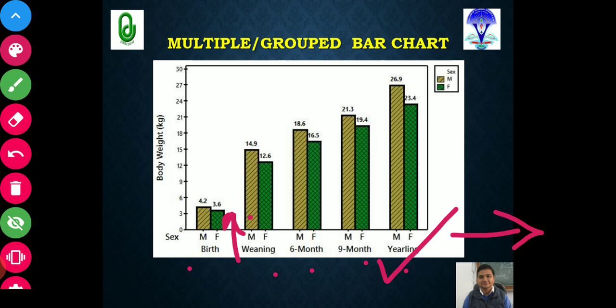So there are two independent variables. The sex is one independent variable, and the time period, birth weight, weaning weight, 6-month, 9-month and yearling weight, is the second. In this case the bar diagram you prepare is called a multiple or grouped bar chart. At the time of birth, you see the males weigh about 4.2 kg, whereas females weigh about 3.6 kg. This is an example of a multiple or grouped bar chart.